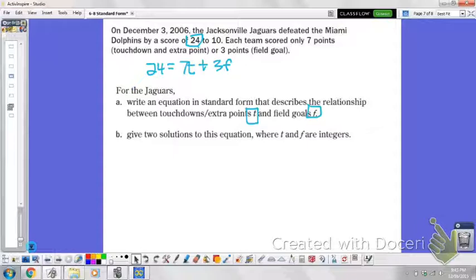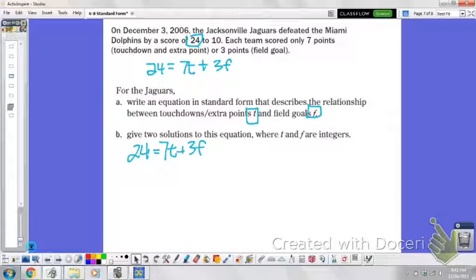Now we have to give two solutions to this equation where T and F are integers, meaning that they have to be whole numbers. So my equation is 24 equal to 7T plus 3F. We're going to do the same thing we did last time, in which we're going to solve for one of our variables, or guess and check. Either will work. So let's go ahead and just guess.